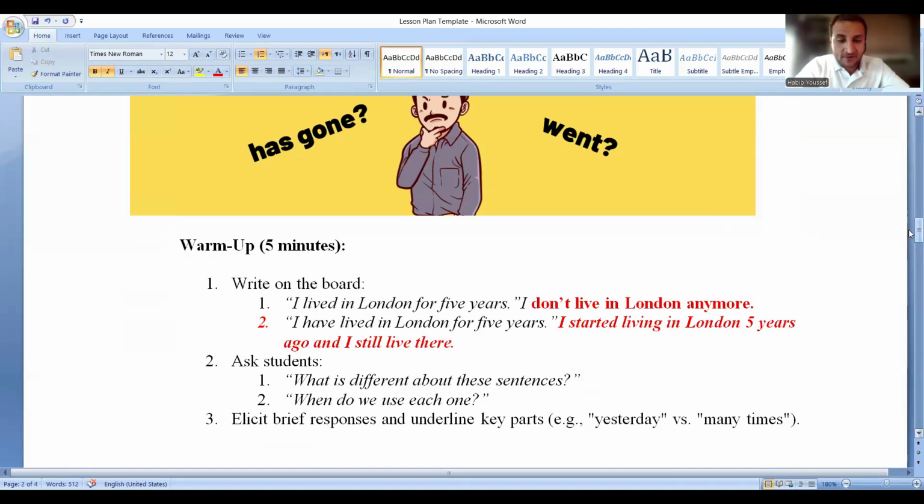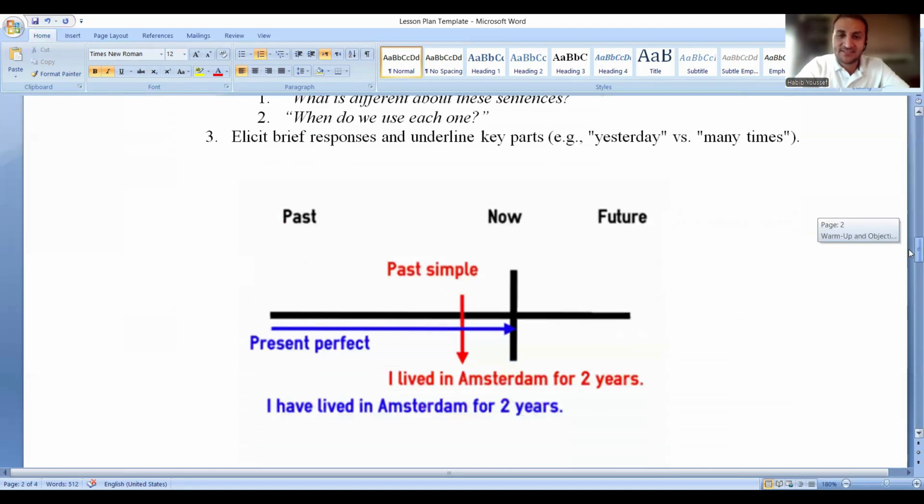Very good. Let's go to another part. Yes, the timeline. This timeline is going to help you understand more deeply the difference between the two sentences. How? Let's look at this timeline. We have past, we have now, we have future. So the present perfect is in blue. Look at this arrow in blue, present perfect. And let's go down a little bit and read the sentence in blue.